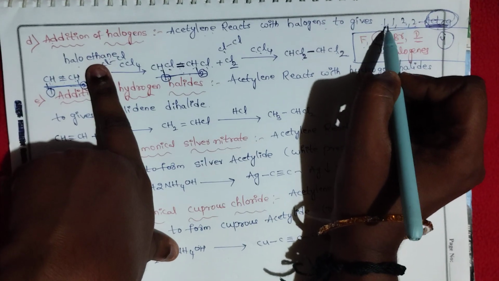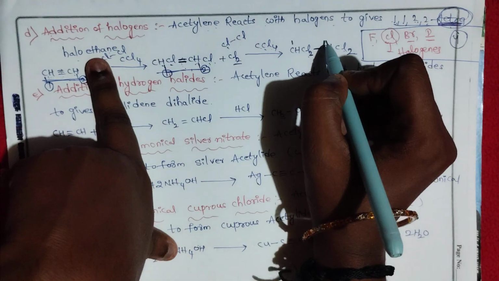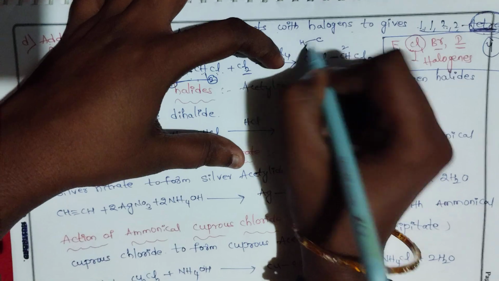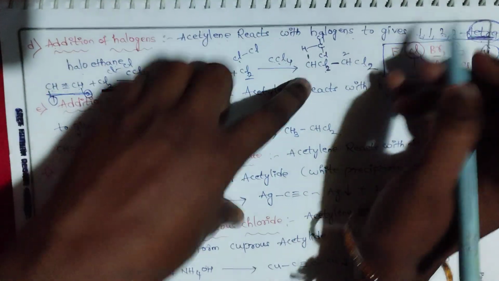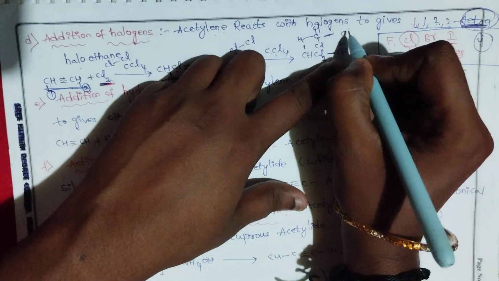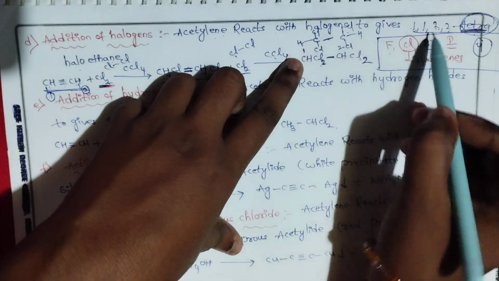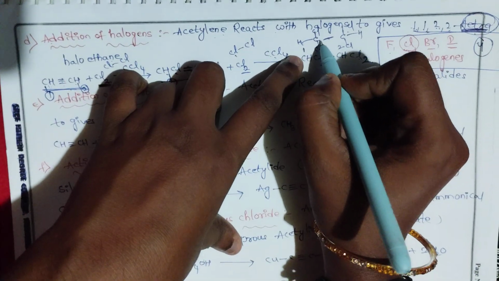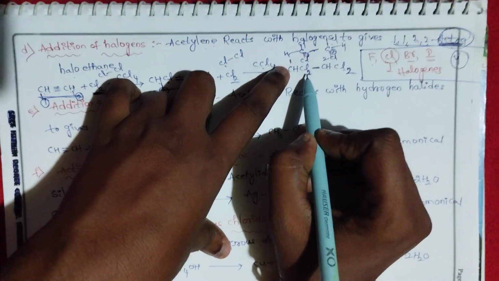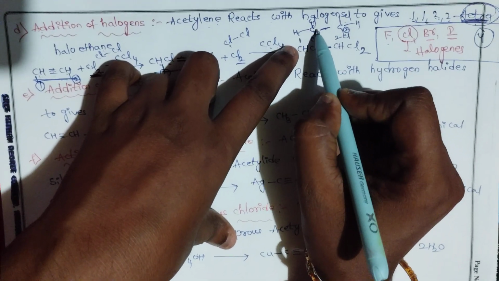And the positions are mentioned as 1,1,2,2. For example, this is CHCl2, the first one, and the same on this side, CHCl2. For the naming, this is the first carbon and this is the second carbon. In the first carbon, how many chlorines are there? Two chlorines. That is the way we mention the position, 1,1. Two chlorines are present on the first carbon.